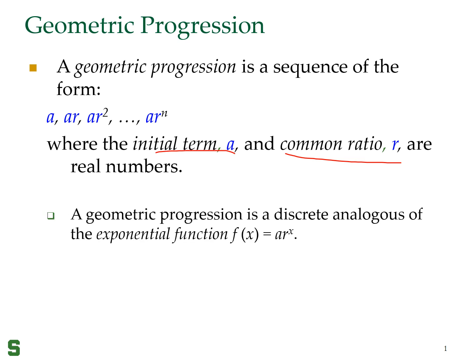A geometric sequence is a discrete analog of the exponential function. So if you think about this exponential function, f of x is equal to a times r to the power x. This is an exponential function. What we are doing is finding discrete values of it when x is 0, 1, 2, 3, and so on.